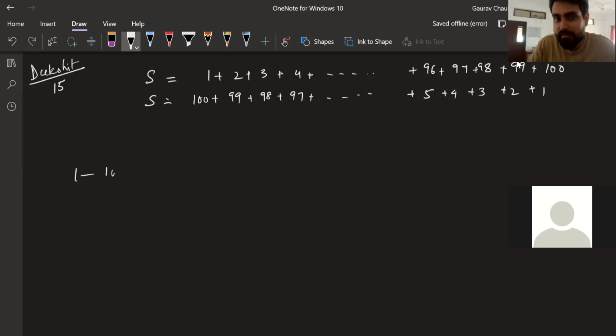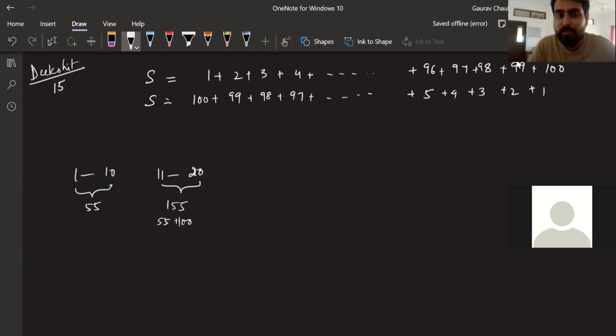Like 1 to 10 is 55 when you add. 11 to 20, why is it 155? Do you know? Why is it 55 plus 100? Can you tell? Every one number we are adding plus 10, sir.